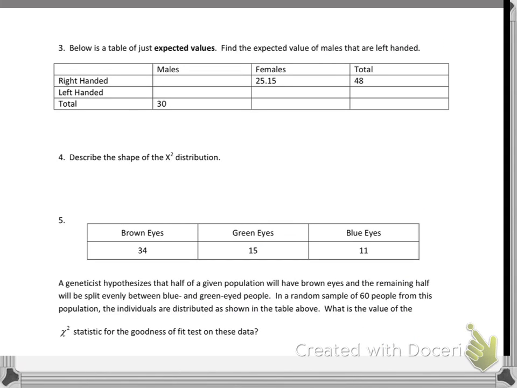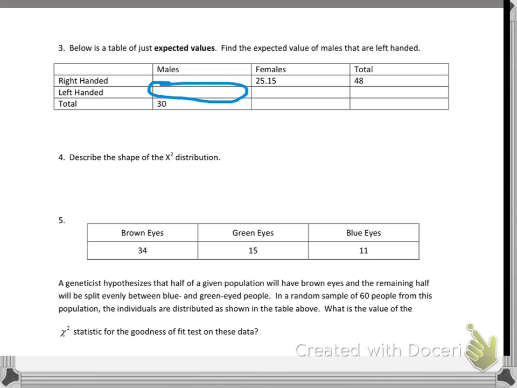Okay, let's come over here to number 3. And here it's just the expected values, and they say find the expected number of males who are left-handed. So do you see that they want us to find this cell right here? Now remember what I told you, that if the observed add up to 60, the expected values should add up to 60. So we're going to work on this backwards, and I'm just going to get another color.